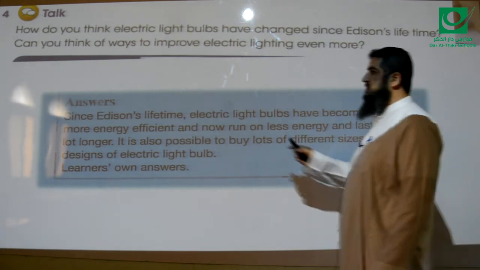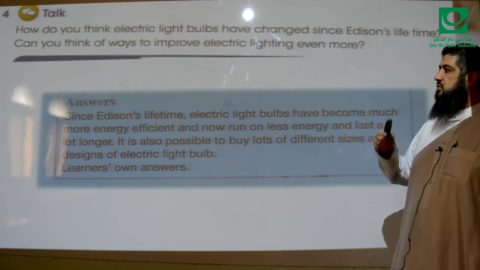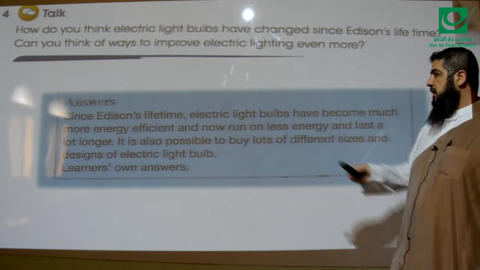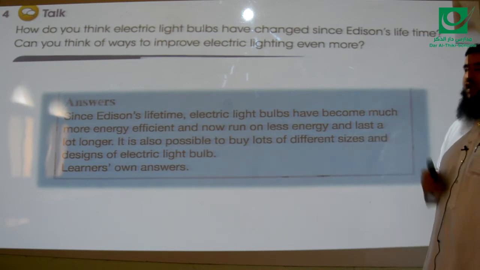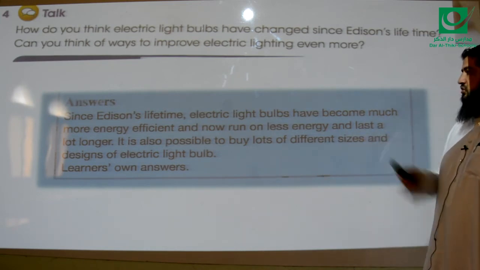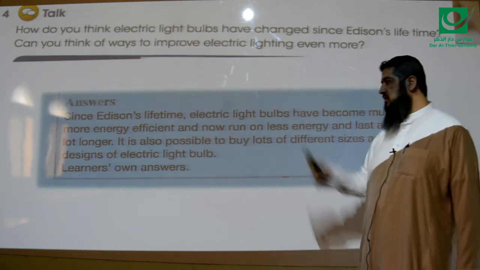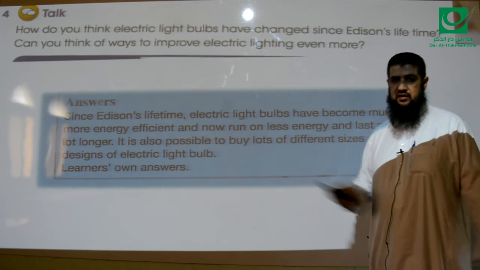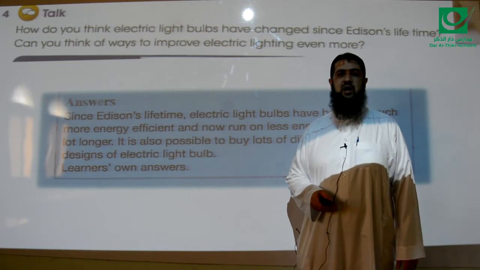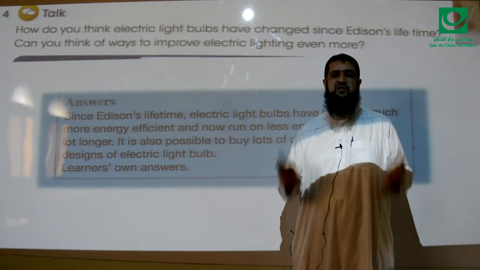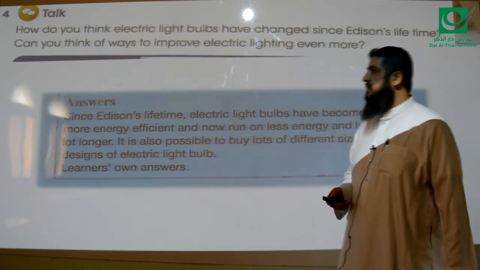Actually, since Edison's lifetime, electric light bulbs have become much more energy efficient and now run on less energy and last a lot longer. It is also possible to buy lots of different sizes and designs of electric light bulbs. So yes, now, even in one house, let's say there are more than 15 up to 20 different kinds of light bulbs in one house. Yes.